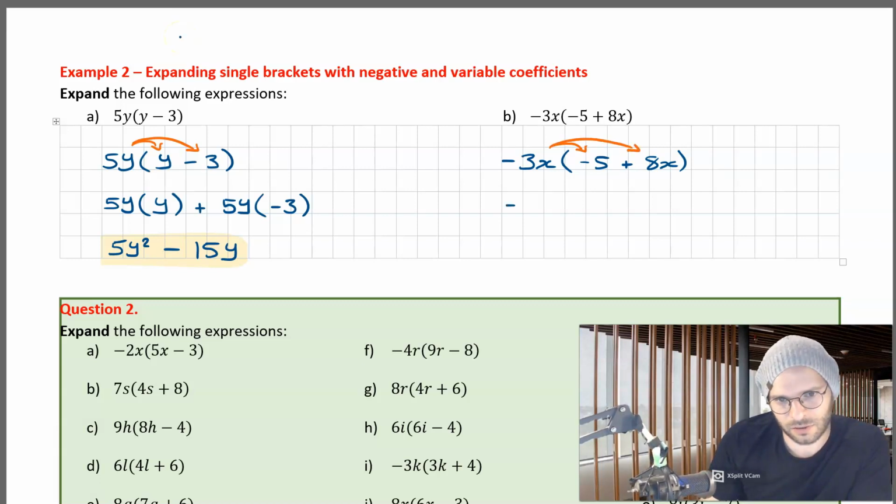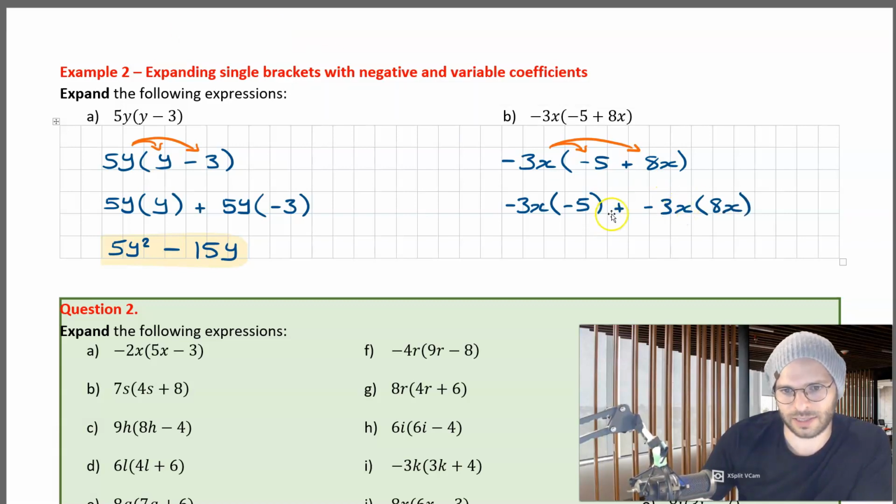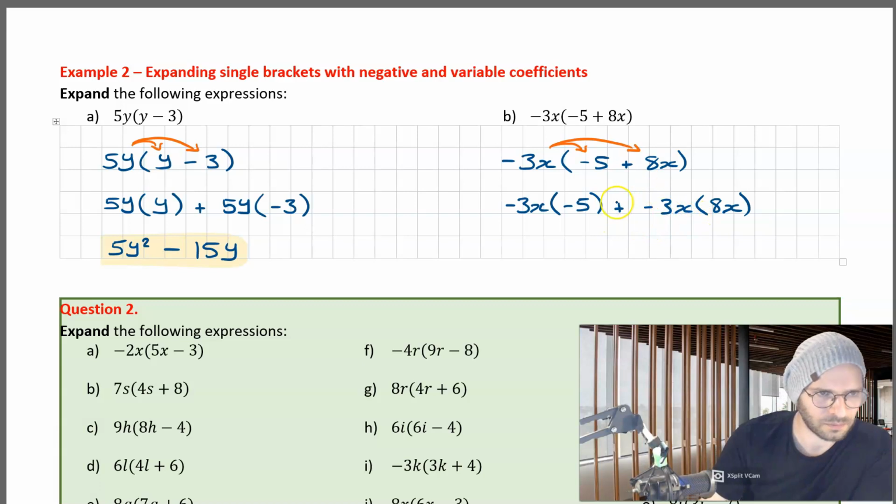Breaking this down, outer coefficient minus 3x to the minus 5, plus, and then we go minus 3x to the 8x. Now you might be wondering why there's a plus sign in front of the -3. We're allowed to do this because we're associating the minus with the 3, so it's -3 as opposed to subtract 3x. So this is still valid. Or if you want, you can get rid of it.